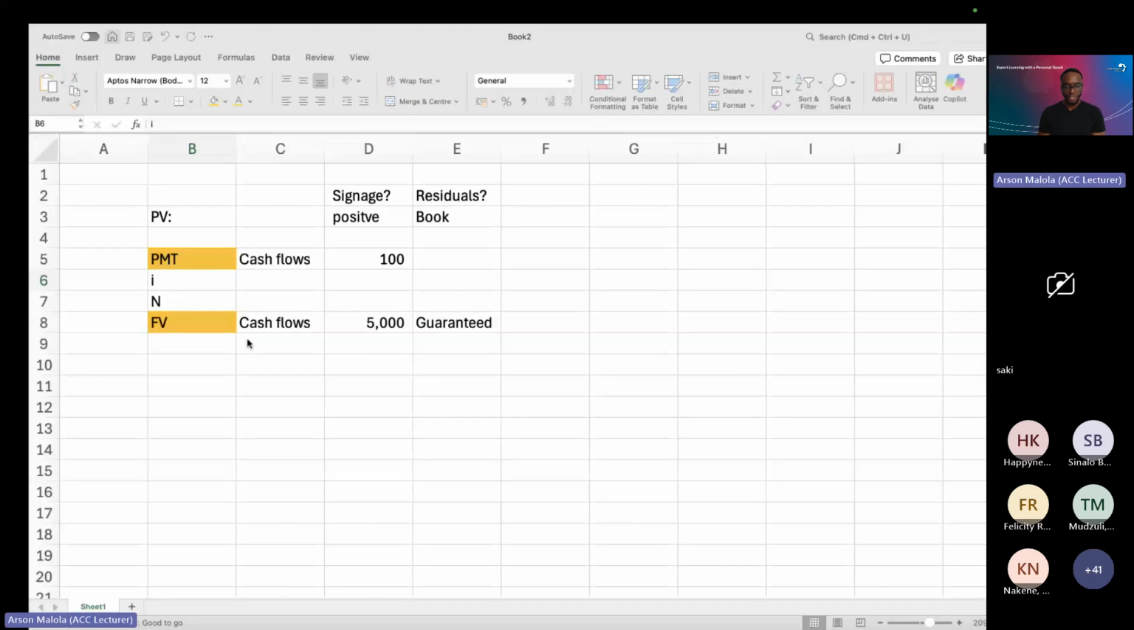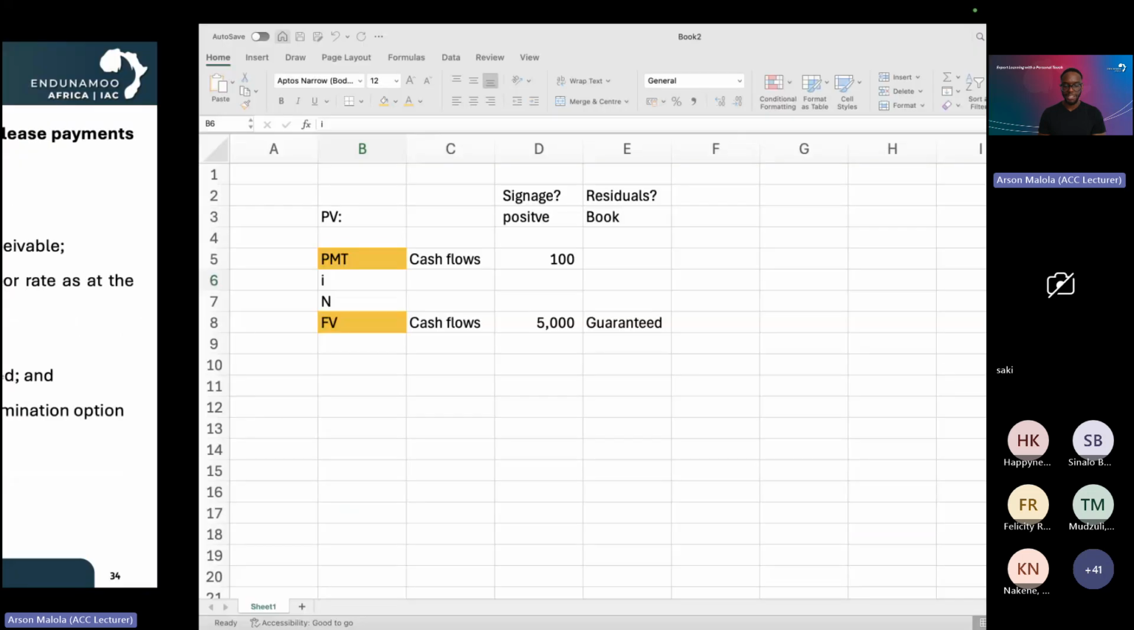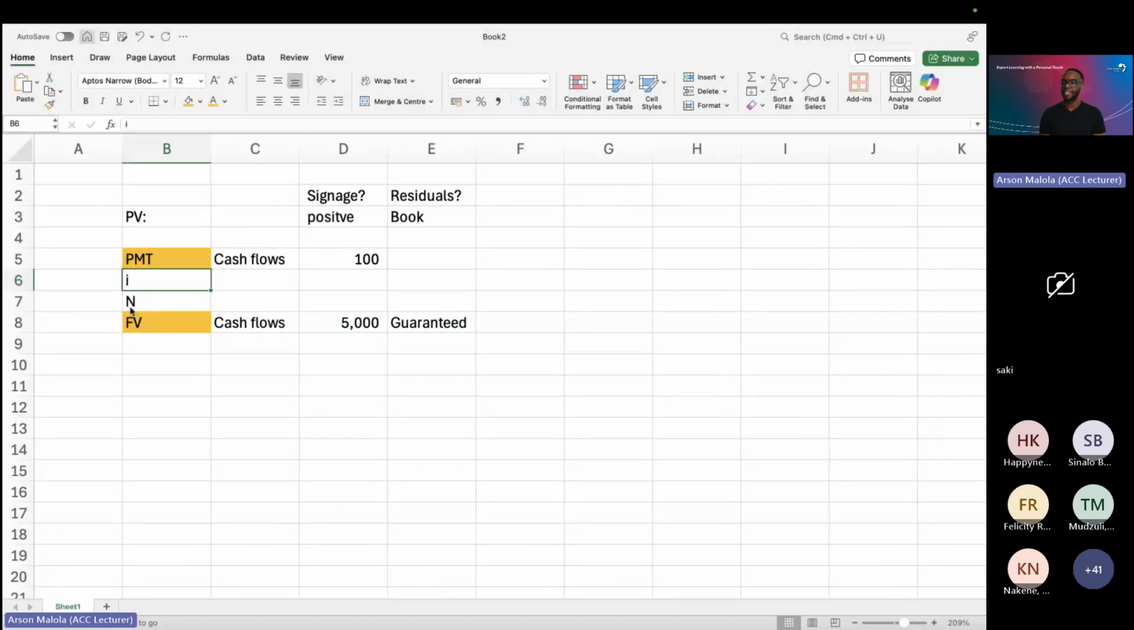Okay. So that is the lease payments. Now, quickly, just to finish up I and N before we take a break. So I is the interest rate. What are we thinking about when it comes to the interest rate? We're thinking about which rate we are going to use. Another examiner's favorite. An examiner's favorite is testing the interest rate piece for lessee accounting, which is different to lessor accounting.